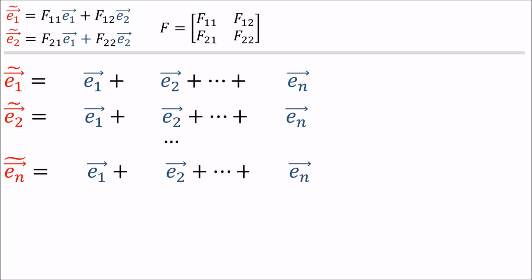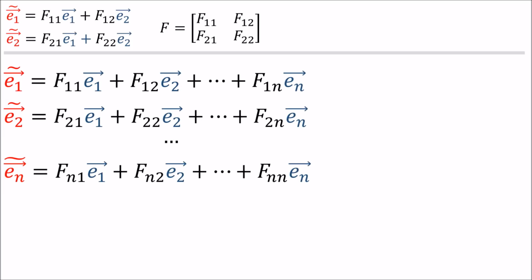We have n old basis vectors, E1, E2, all the way to En, and we have n new basis vectors, E1 tilde, E2 tilde, all the way to En tilde. And we need to decide how to build the new basis vectors out of the old basis vectors. And we do that just by choosing the right coefficients so that all of these linear combinations work properly.